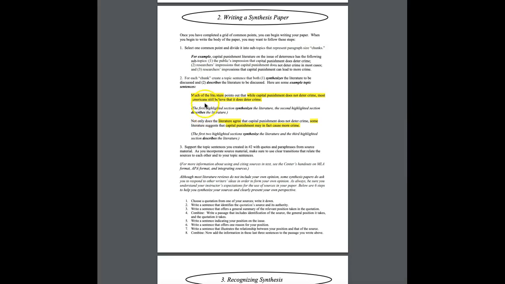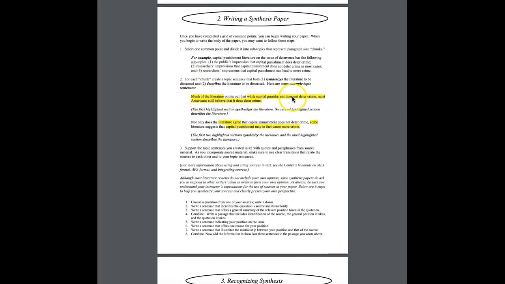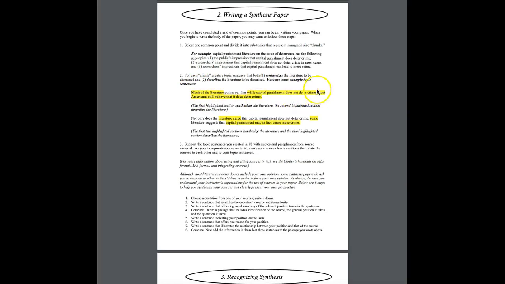So the first highlighted section synthesizes the literature. They've looked at the predominant theme and they've synthesized it here. And then some of the other themes that come out of that dominant theme. Not only does the literature agree that capital punishment does not deter crime, so you're giving a clue to what the literature actually says, but some literature suggests that capital punishment may in fact cause more crime. So the first two highlighted sections synthesize the literature, and the third highlighted section describes the literature.